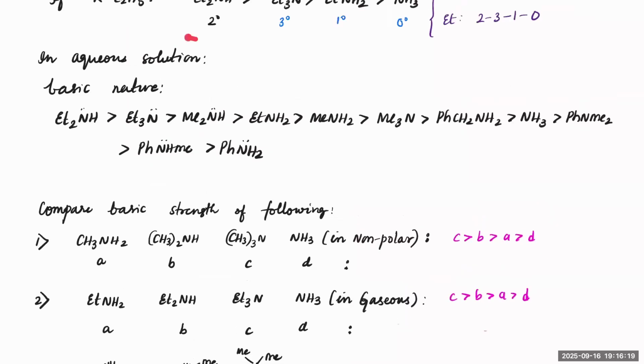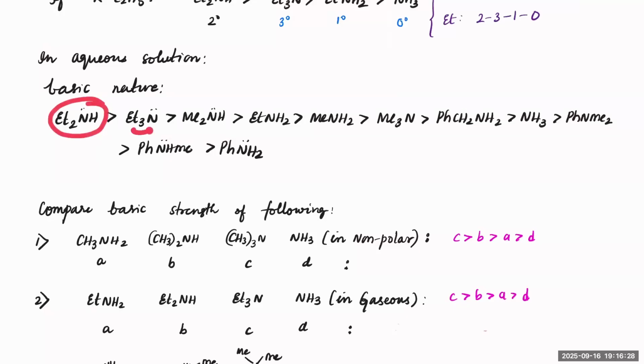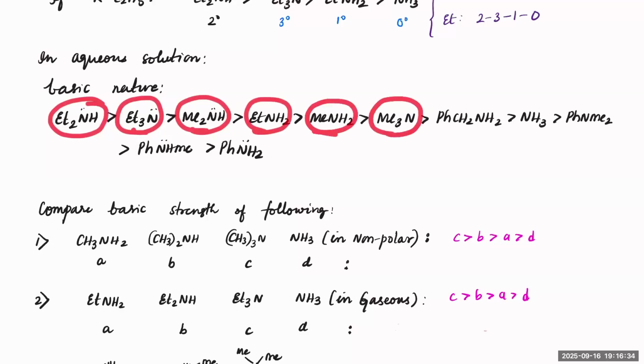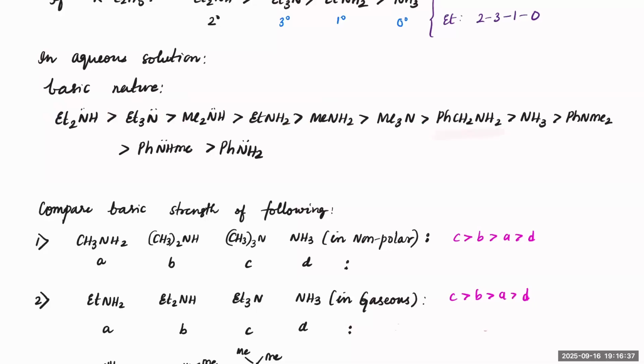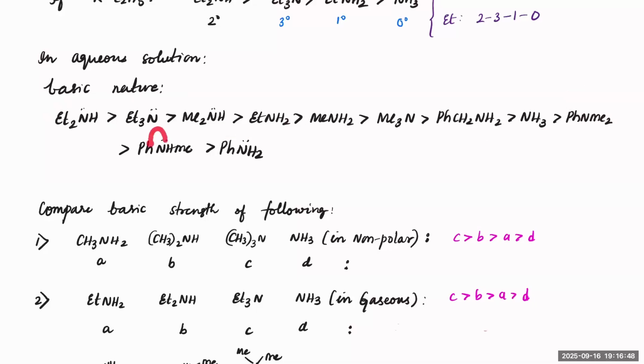Next, see, in aqueous solution, overall this is the order in which you have to identify. You can see diethylamine, triethylamine, dimethylamine, ethylamine, methylamine, trimethylamine. Then here it is PhCH2, this is benzylamine. It is still localized. Ammonia is still localized. From here it is delocalized, you see. So all localized are first, then delocalized is next. Here it is delocalized, here also it is delocalized. This is a complete order given in NCERT as well, so I think you should be able to figure it out.